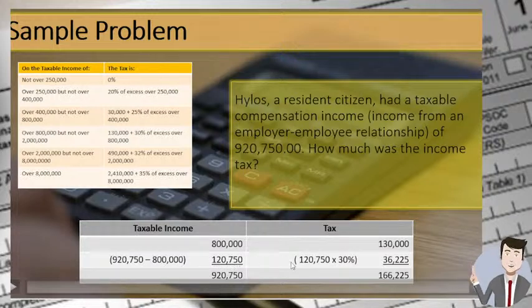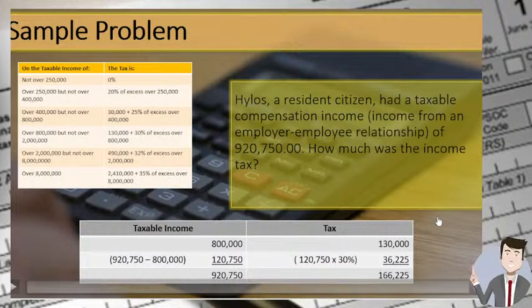So that gives us a difference of 120,750. So what you have to do next is to multiply it by the additional tax rate provided by the bracket or provided by the tax table. So that is 30%, plus 30% of the excess of 800,000. So the excess of 800,000 would be 120,750 multiplied by 30%. That gives us 36,225. So the total tax of Mr. Hylos for his taxable income in the amount of 920,750 would be 130,000 plus 36,225 for a total of 166,225.